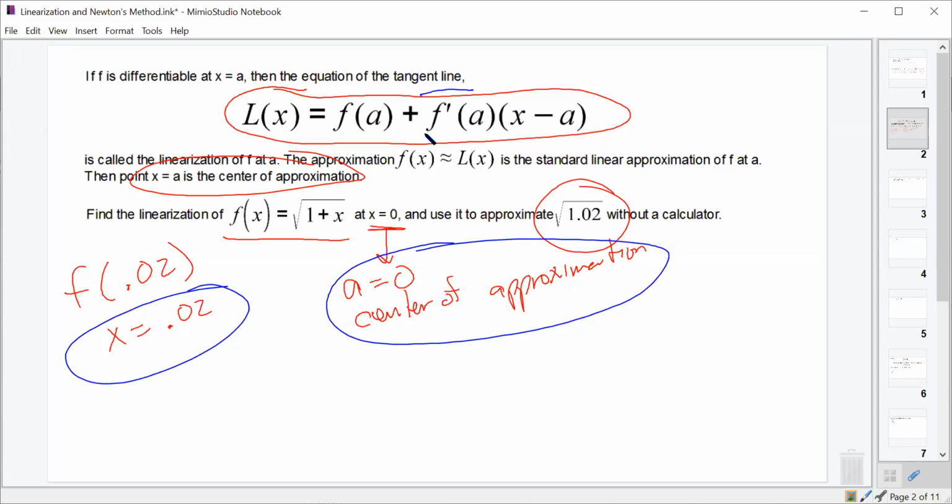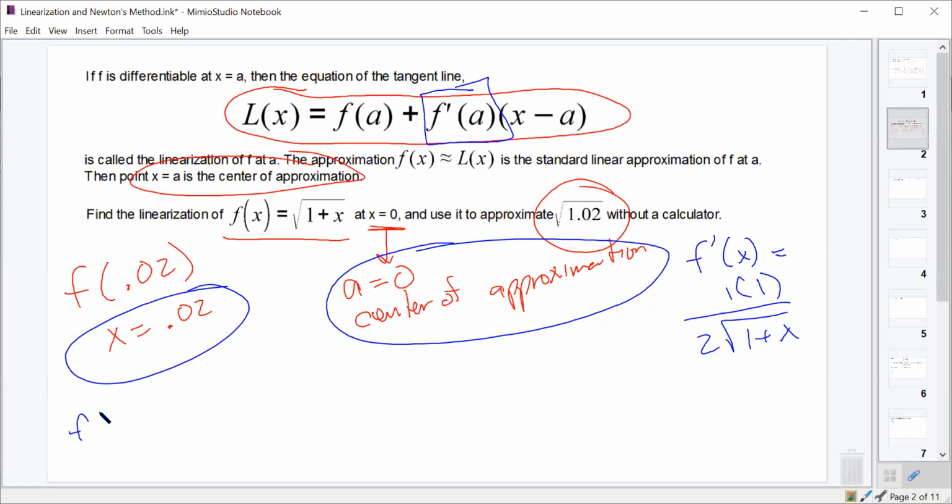And then we also have an f prime piece in here. So we're going to need to figure out what f prime of x is. So what's f prime of x? Should be 1 over 2 root 1 plus x times the derivative of 1 plus x, which is just 1. Everybody good with all three of those important pieces that we're about to use? Yes. Spectacular. Okay.